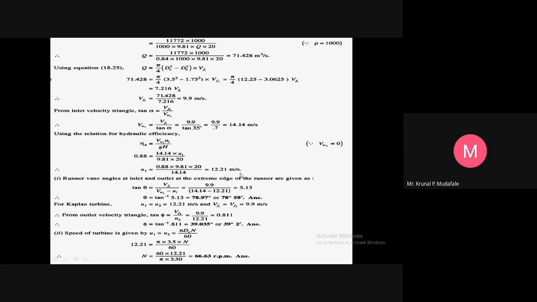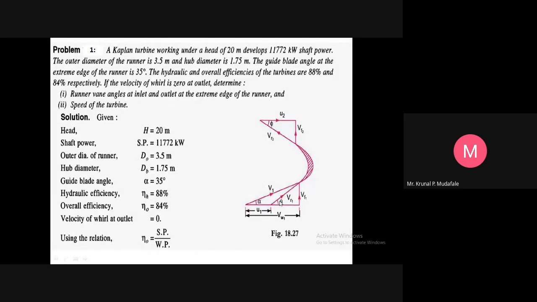Why is it required? Because as we know, if I want to find out the theta angle for the tip angle or the vane angle at the inlet, and also at the outlet, you must calculate U1 and U2. First of all, we can find out U1 by this equation, so 12.21 meters per second. Now you are able to find out theta, that is our main target, the runner vane angle.